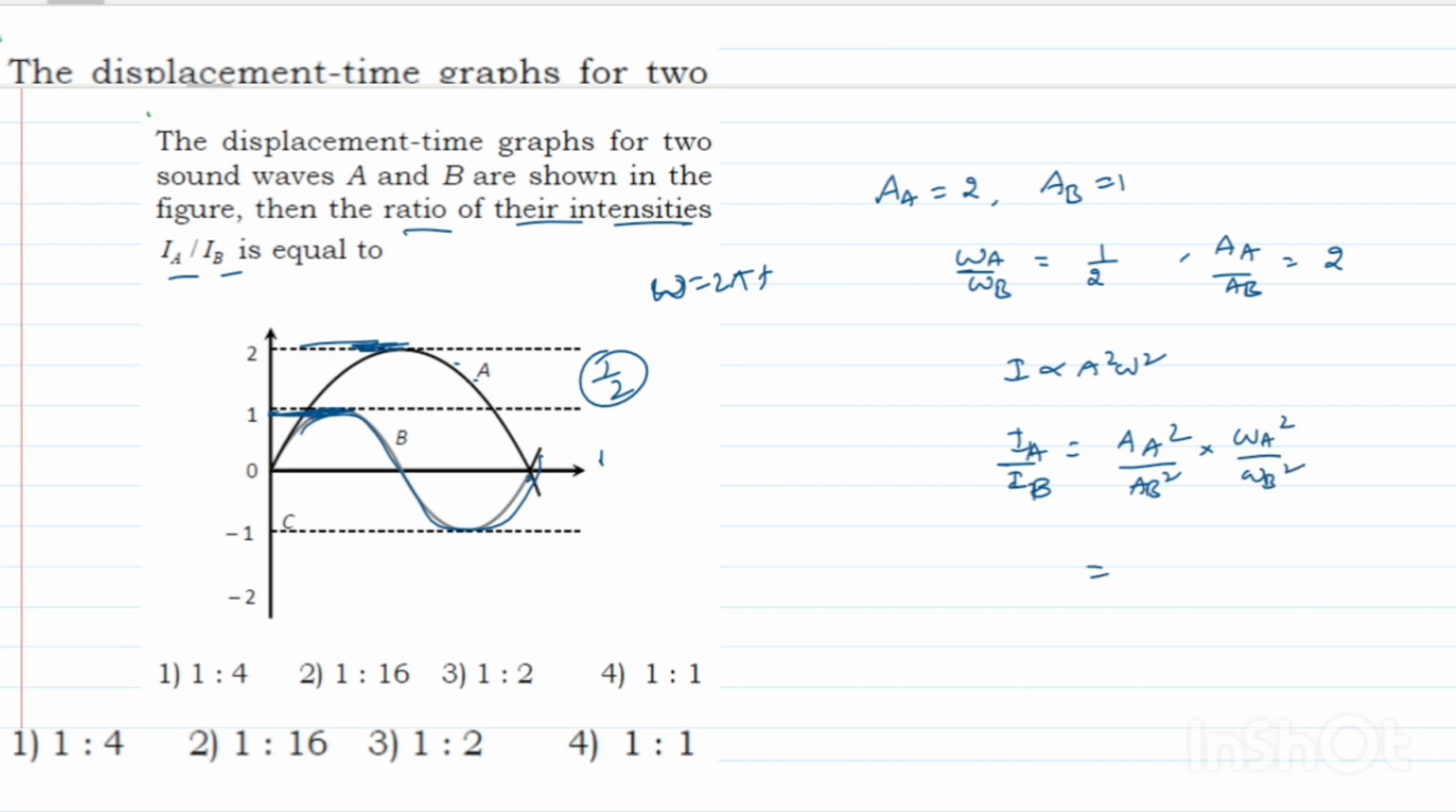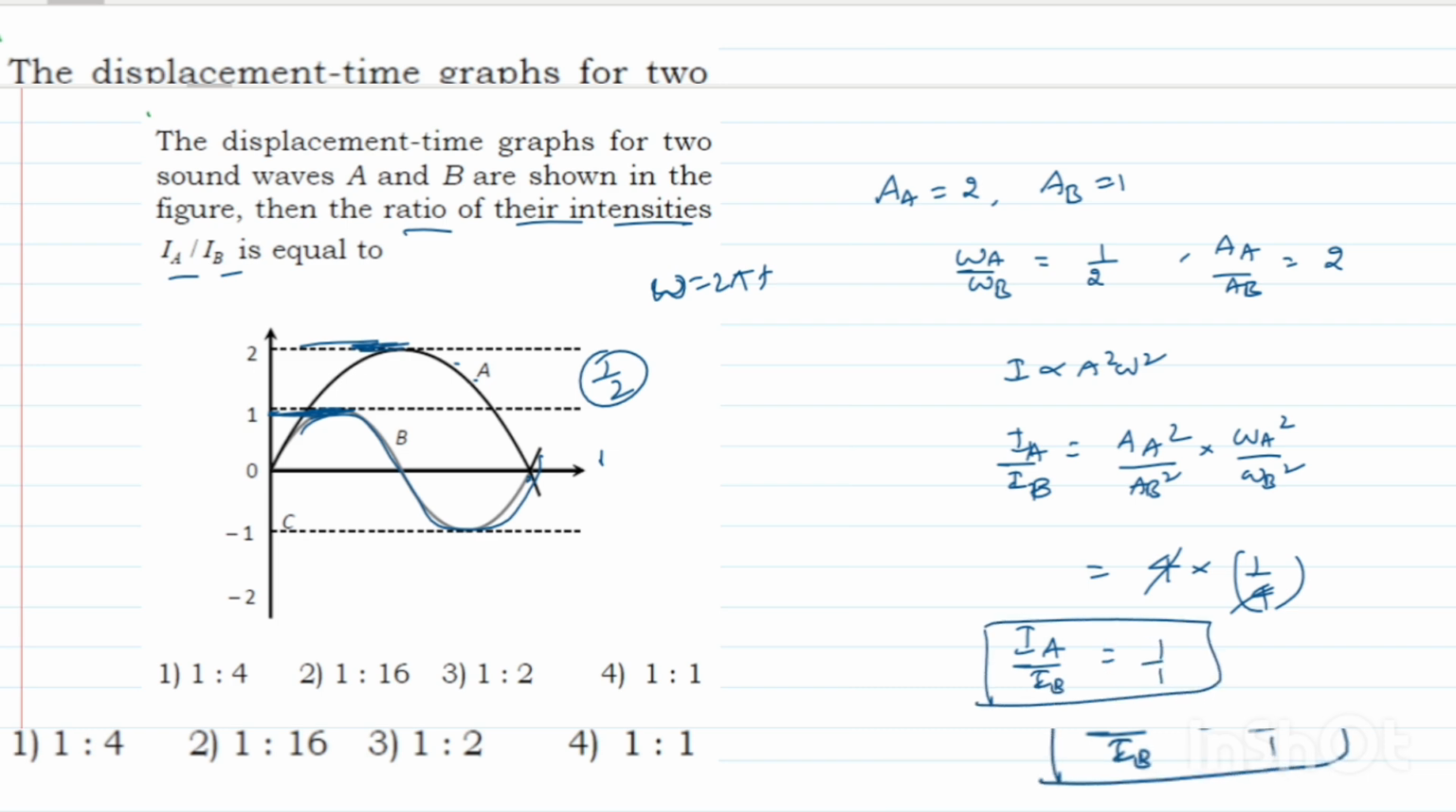So A to the B is given as 2, so 2 square in the sense here will be getting as 4, into omega A by omega B will be getting as 1 by 2 whole square. 1 by 2 whole square means 1 by 4 will be getting. So 4 gets cancelled. Here intensity ratios will be getting as IA is to IB, which will be 1:1 you are getting. So this is the correct answer.